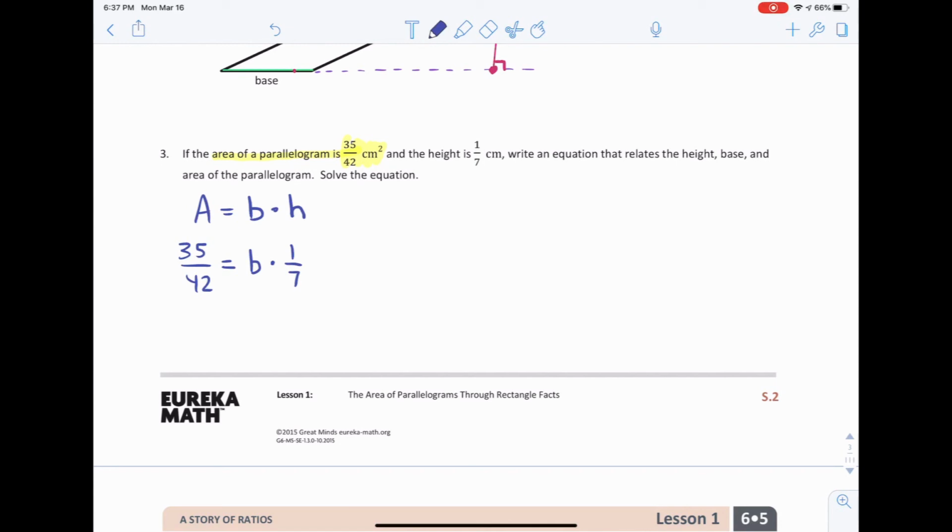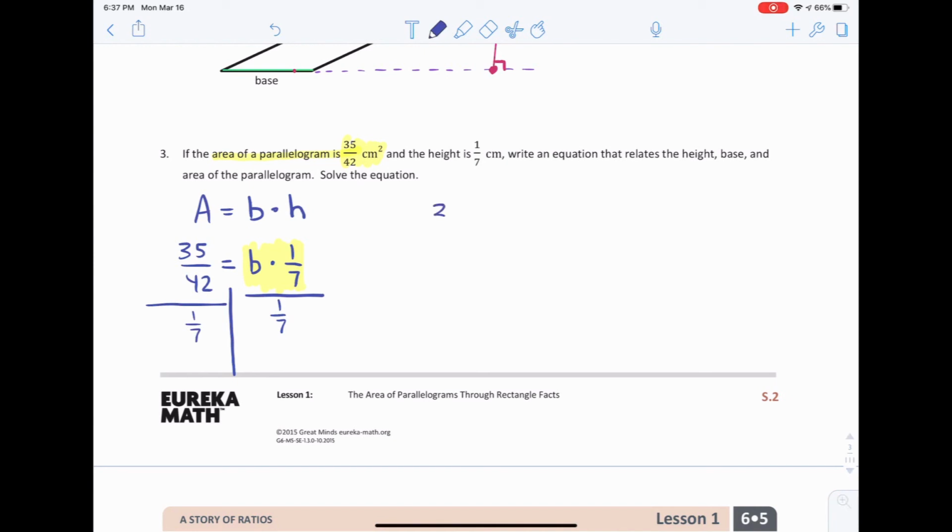Okay, so the big question here is, what is B? What times 1/7 equals 35 over 42? Well, what you guys do know about equations is you want to isolate the variable. So I'm going to divide both sides by 1/7. I'm going to do some work over here.